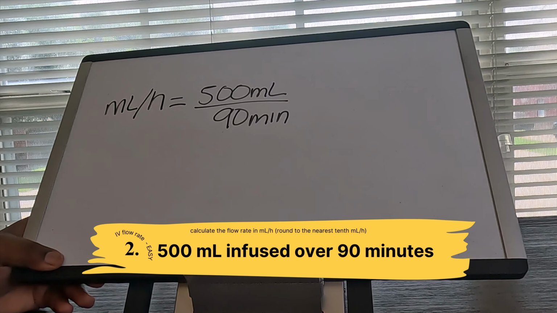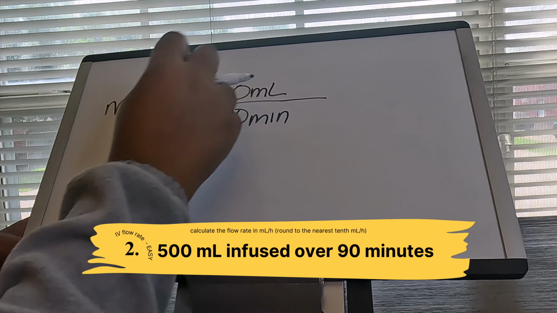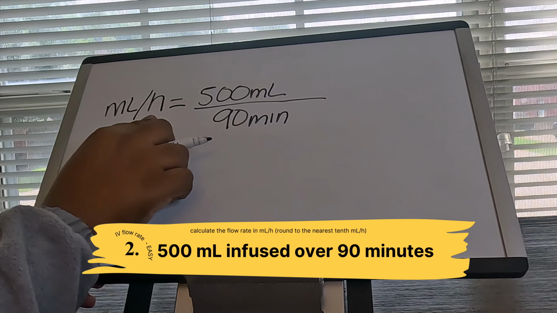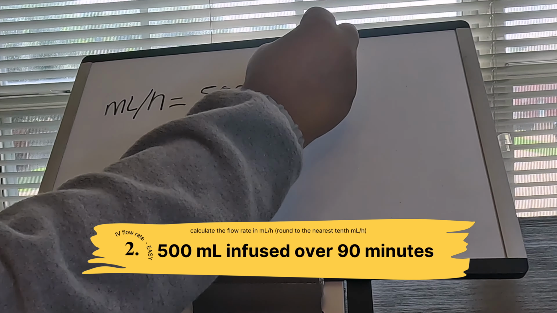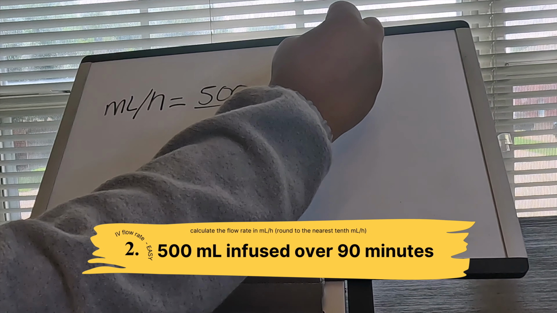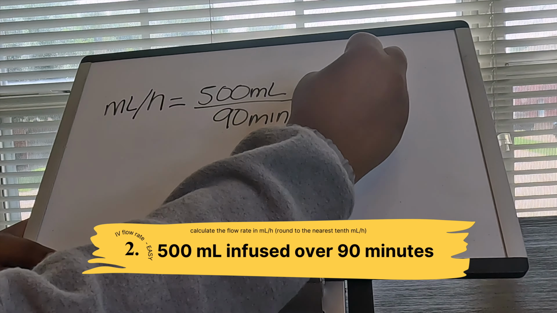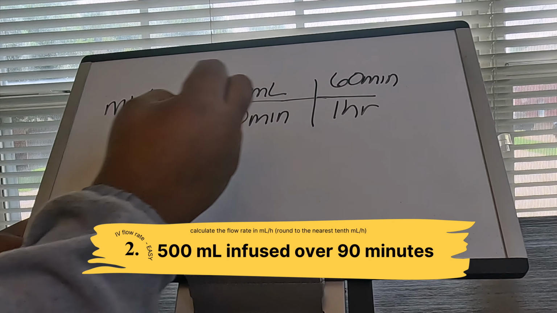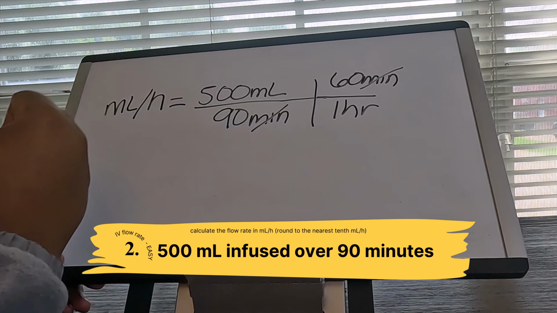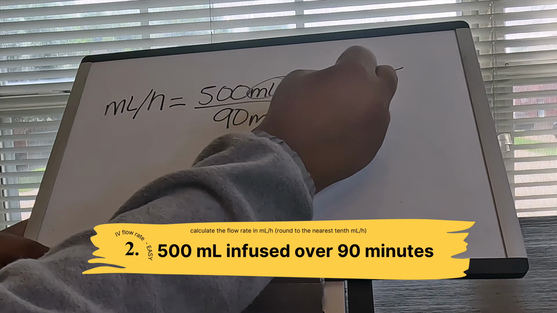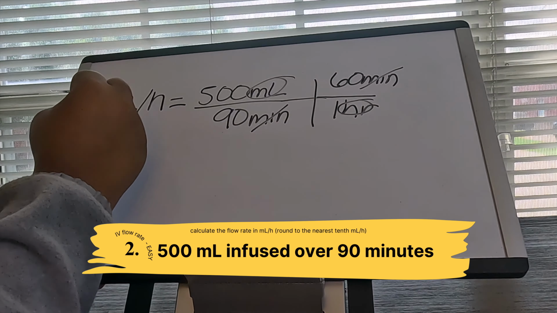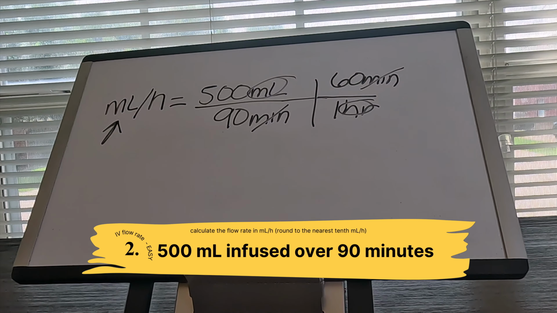But we're not done, because they want us to figure out milliliters an hour, and this is milliliters per minute. In order to do that, we know that there are 60 minutes in 1 hour. Now we can do our math. Let's check our math. We're able to cancel our minutes out, and we're only left with milliliters and hours, which is what they are calling for. So now we simply do the math.